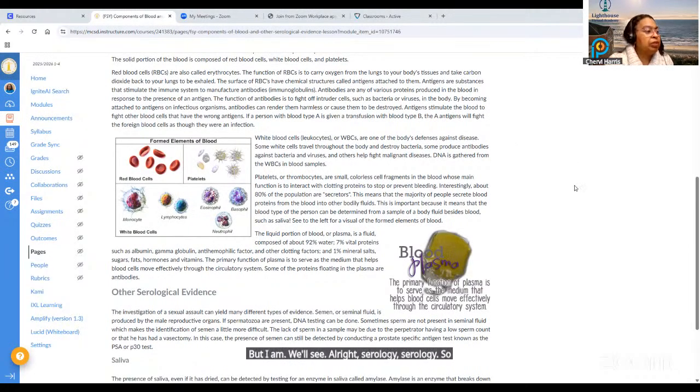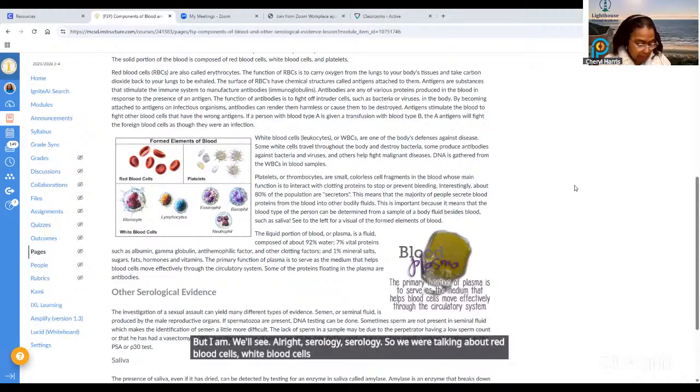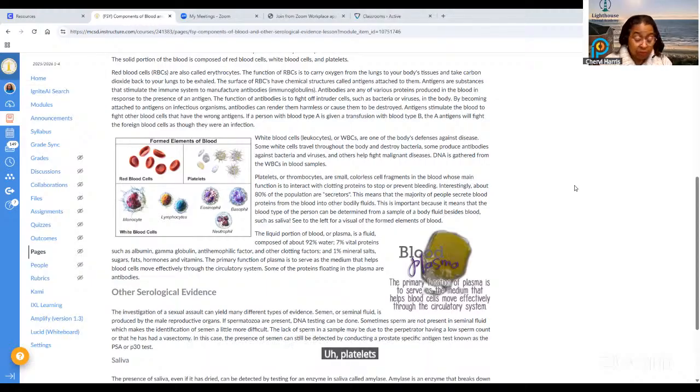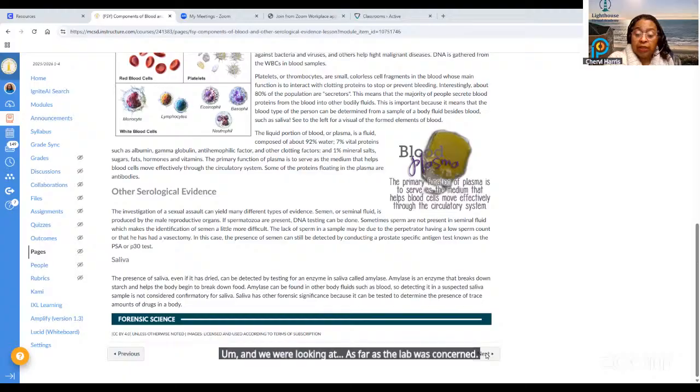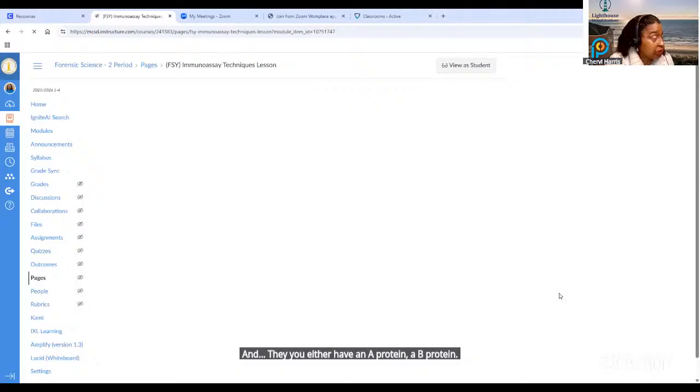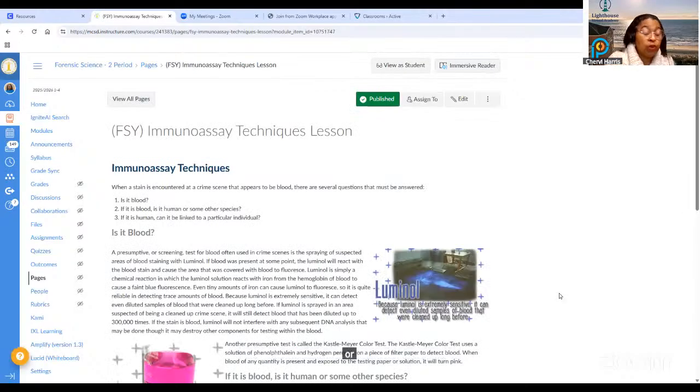All right, serology. So we were talking about red blood cells, white blood cells, platelets. So you have these proteins in your blood that we were looking at as far as the lab was concerned. You either have an A protein, a B protein, or an Rh protein, or you have neither, or you have both. So type O means you have neither. Type O positive means you have neither the A nor the B, but you do have the Rh protein present.